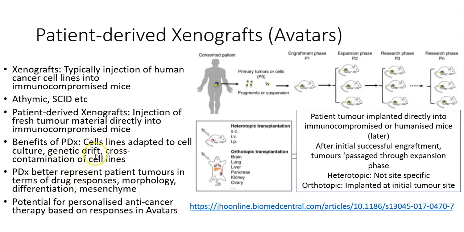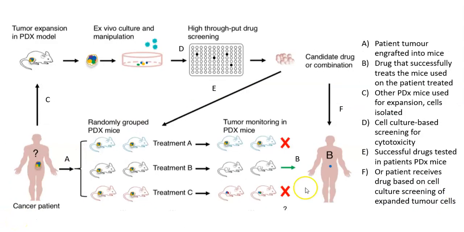So that's why we are really interested in this type of model, and it also means that you can do experiments from a patient, put that material into a mouse, test the mouse, and that predicts what the patient would respond to. So this is shown here how the avatar testing or PDX testing works. You've got your patient with cancer. You would take that tumour out, implant it into lots of mice, give them treatment A, B and C. If treatment B works in the mouse, you give the patient treatment B.